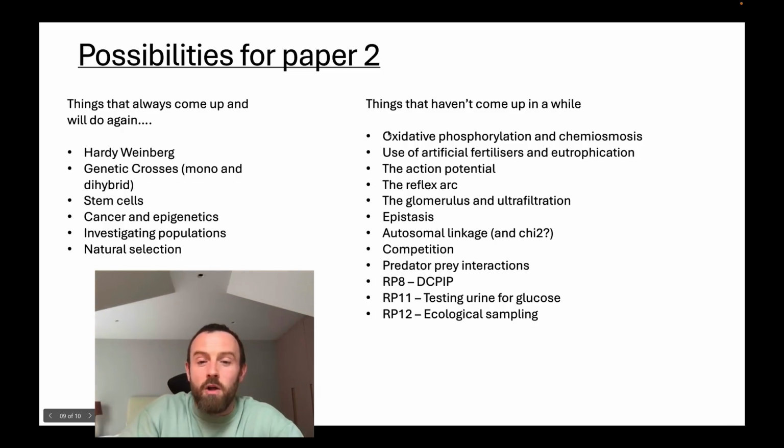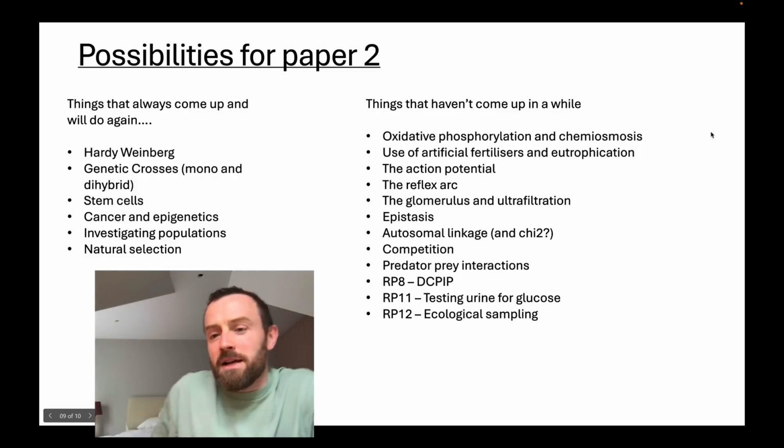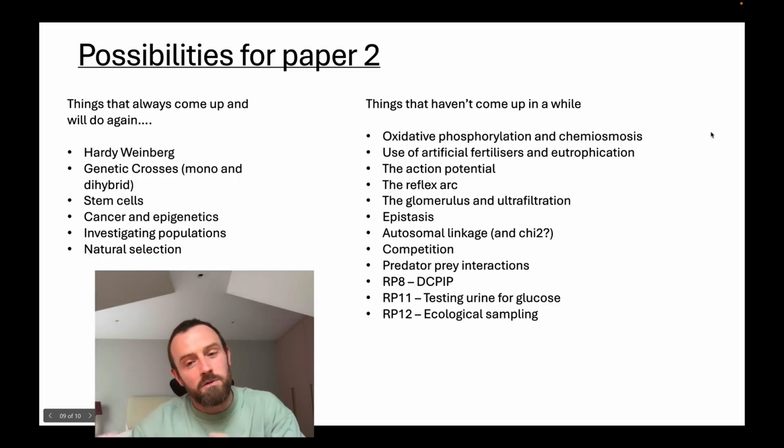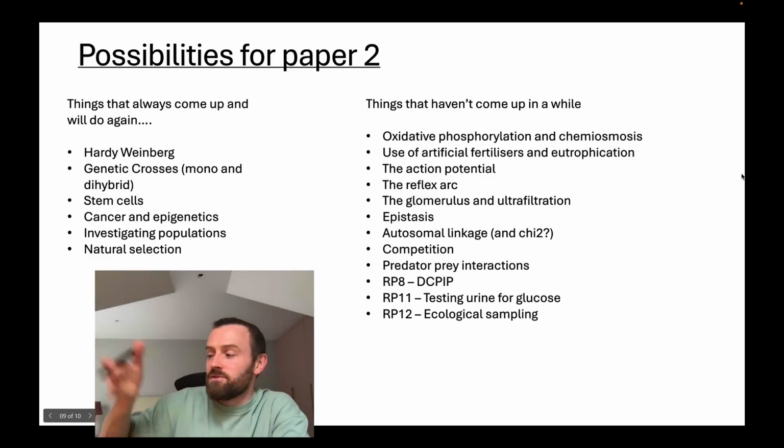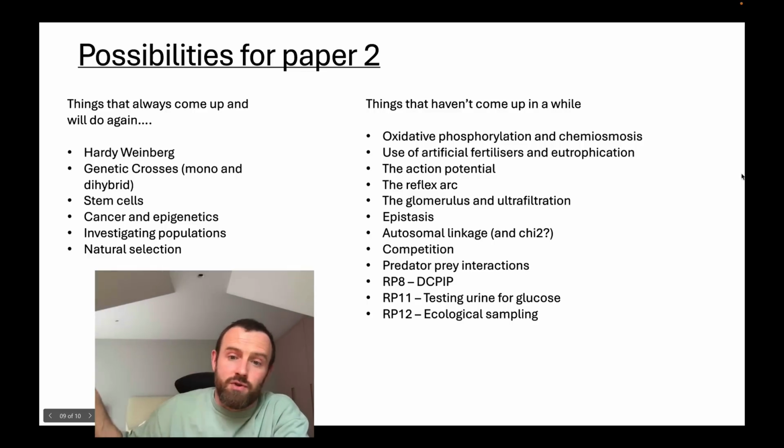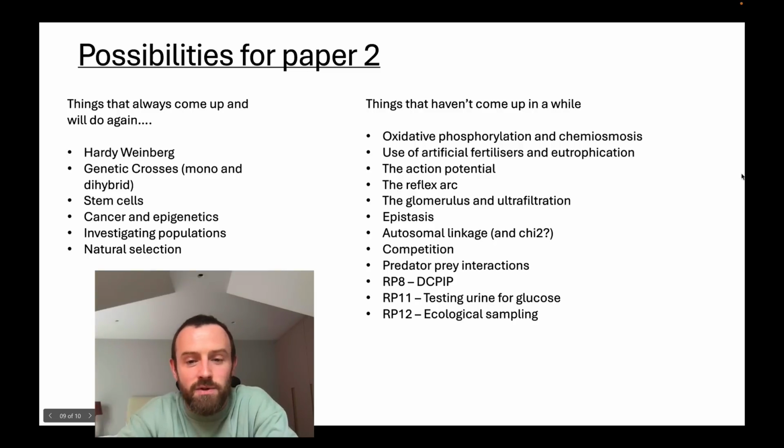Okay, things that haven't come up in a while: oxidative phosphorylation and chemiosmosis has not come up in a while, and I've kind of got a feeling that maybe mitochondria structure might come up as well. So that would link together. Use of artificial fertilizers and eutrophication. So eutrophication, when fertilizers run off into bodies of water like rivers and lakes and even the sea, and how you get this cascading sequence of changes that results in death of everything and lack of oxygen. The action potential, how it travels, potentially that could be linked to a reflex arc. Within the kidney, I've got a feeling that the glomerulus and ultrafiltration might come up this year. I haven't had many questions on that within the kidney at all.